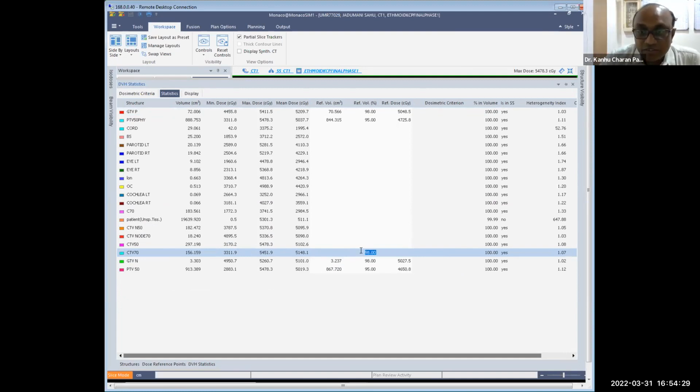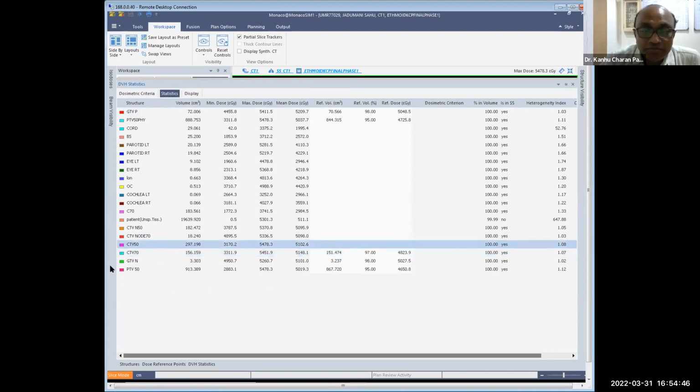You can see the 98%, how much it is getting, around 95% or 97%. You can see here, 97-98% is getting like that. CTV 50, you can see here 98. So you should not accept a dose to GTV node or GTV primary below 100%. You can accept 95 to 107% in CTV and PTV.